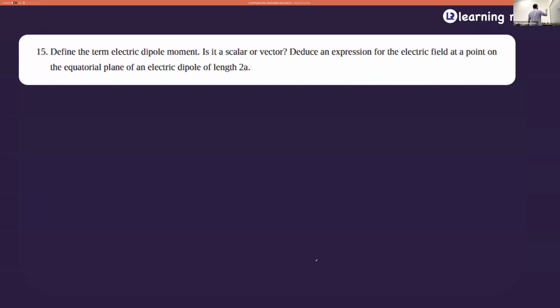Second. Define the term electric dipole moment. What is it? Product of magnitude of either of the charges into the distance of separation between them. Is it a scalar or a vector quantity? Dipole moment is a vector quantity. How is it directed? From negative to positive charge.